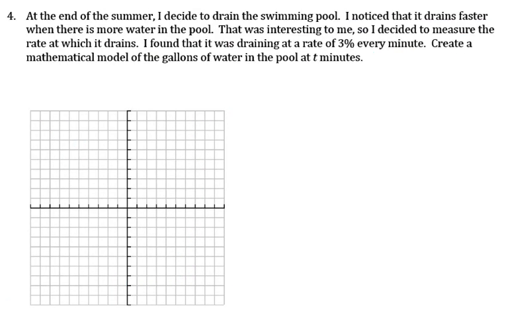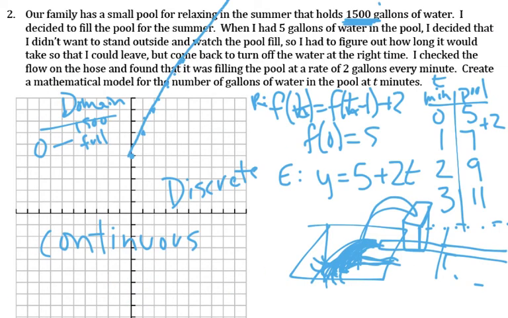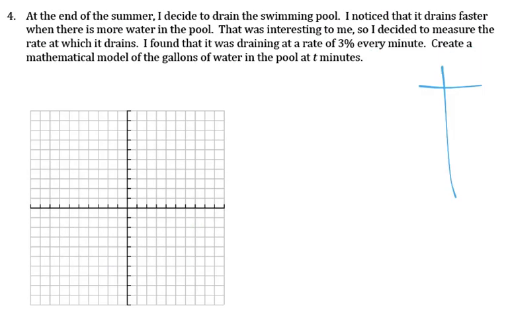Okay, let's take a look at 4. At the end of summer, I decided to drain a swimming pool. Okay, notice that it drains faster when there is more water in the pool. That was interesting to me, so I decided to measure the rate at which it drains. I found that it was draining at a rate of 3% every minute. Okay, so how much did we start out with? Well, look at our pool, 1,500 gallons, when we started draining it, and it's draining at a rate of 3% every minute.